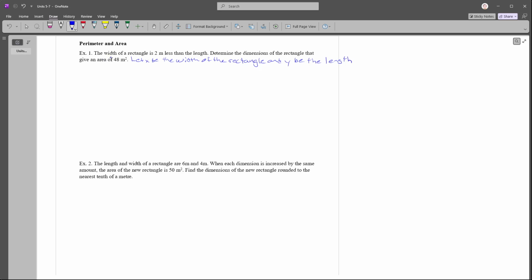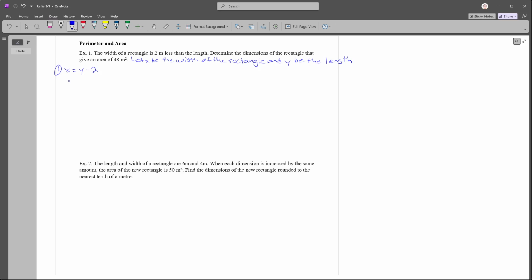We know the width of the rectangle, so x is the width, is 2 meters less than the length. What does that tell us? That tells us that x is equal to y, the length, minus 2. Oh, hey, there's an equation. Awesome. What other equation can we come up with? Then it says, determine the dimensions of the rectangle that gives an area of 48 meters squared. Well, this is a rectangle. We know how to calculate the area of a rectangle. So let's use that knowledge.